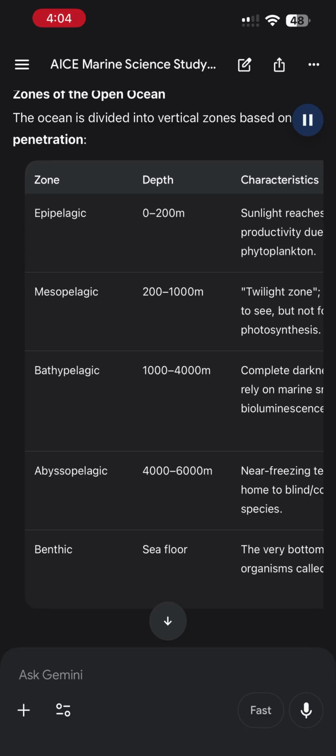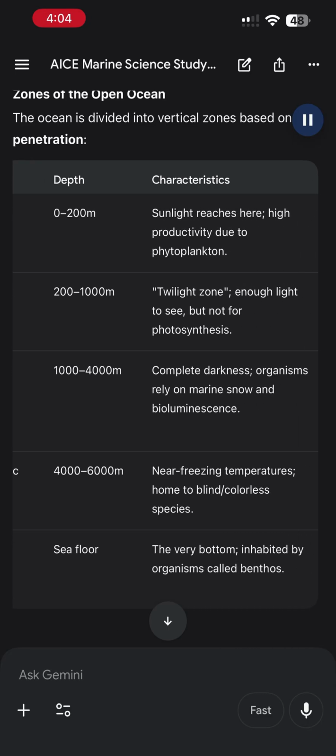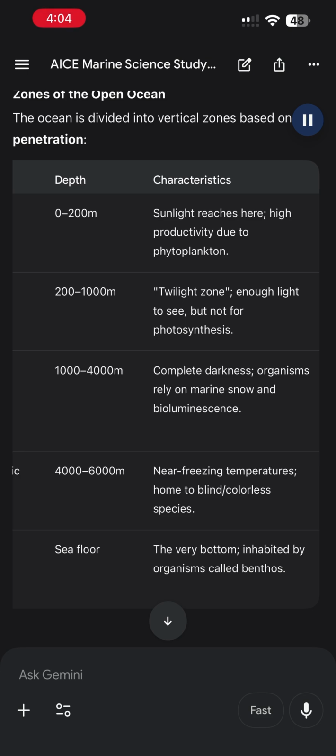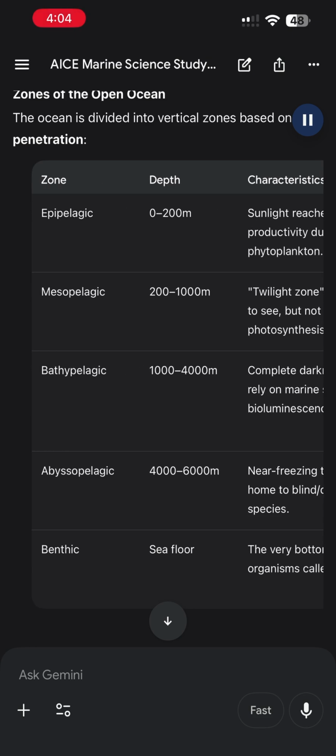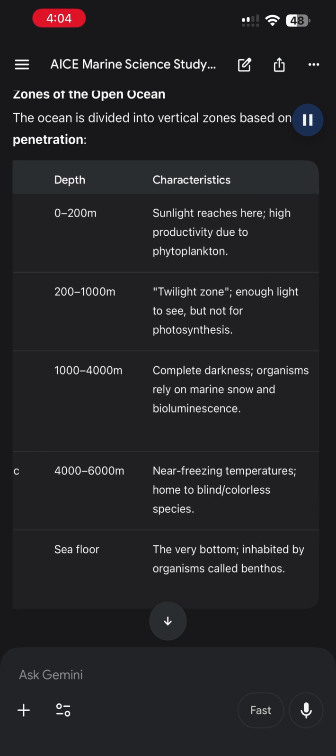Abyssopelagic, 4,000 to 6,000 meters. Near freezing temperatures, home to blind, colorless species. Benthic. Seafloor, the very bottom, inhabited by organisms called benthos.